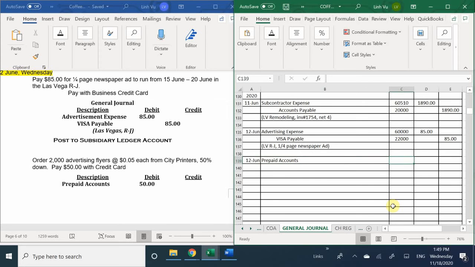Do we remember what account number that was? 18,600. And how did we pay for this down payment? With our Visa. Yes, with our Visa credit card. So Visa payable. And of course, we could just look at the transaction from above and find out that Visa payable is account number 22,000. Now, of course, let's calculate how much is my 50% down payment.